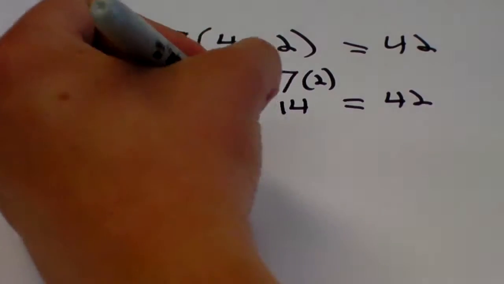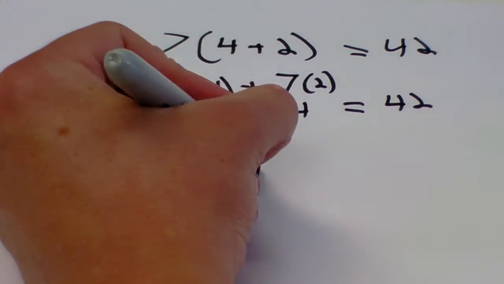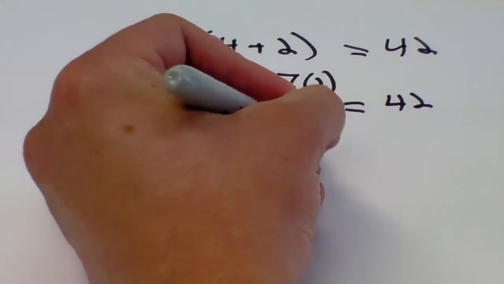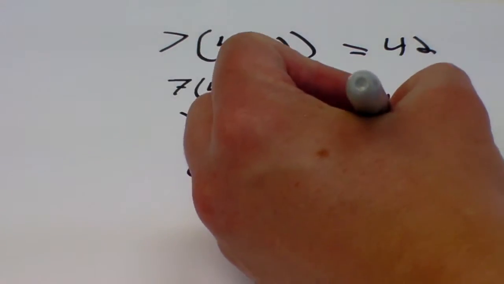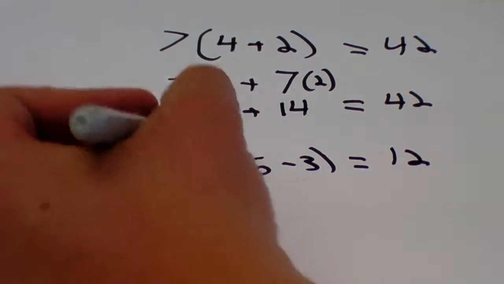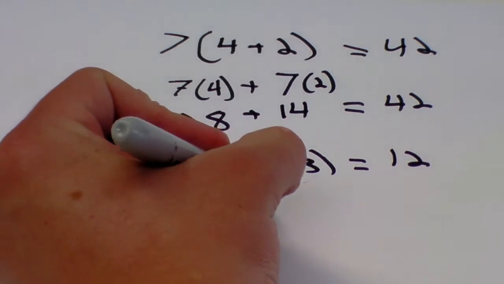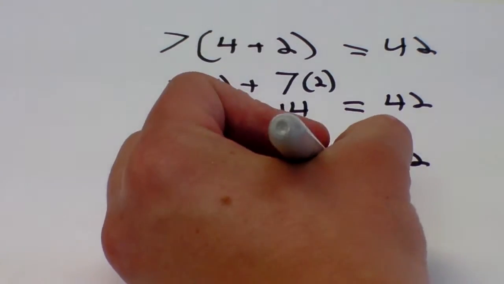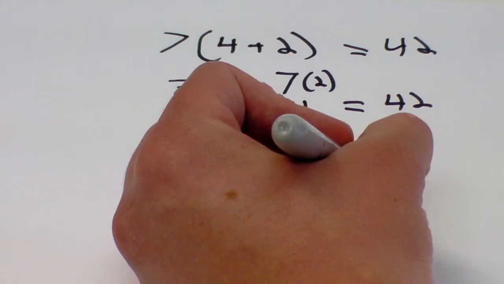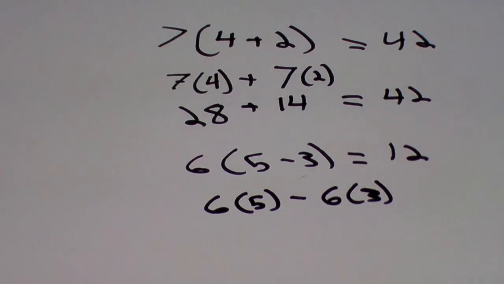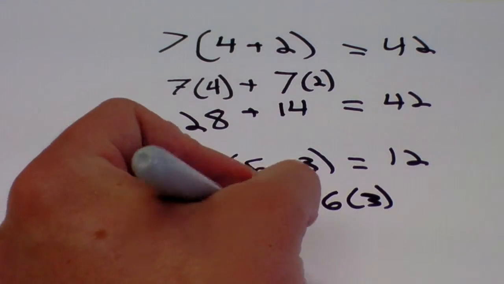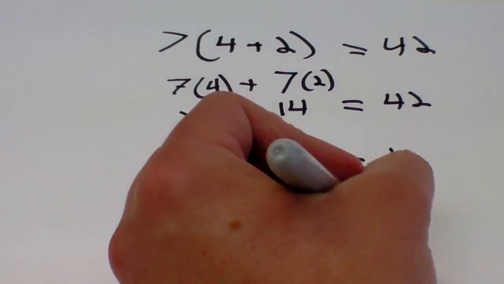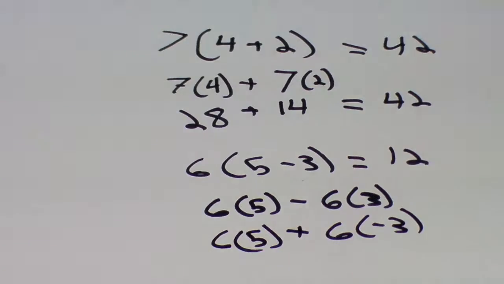Alright, let's take 6 times (5 minus 3). Here I'm going to use a negative, and let's see what that is. Alright, 5 minus 3 is 2, so 6 times 2 is 12. And we're going to rewrite that as 6 times 5 minus 6 times 3. Or alternatively, we could rewrite that as 6 times 5 plus 6 times negative 3.